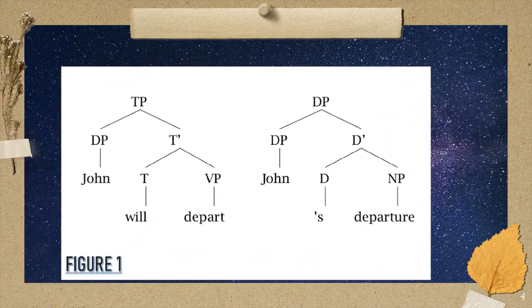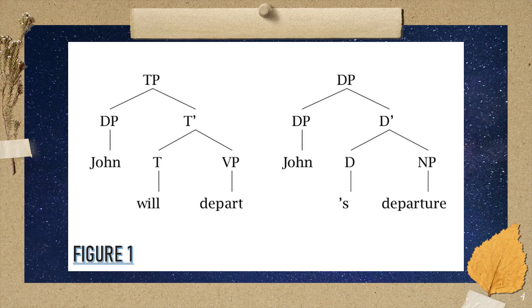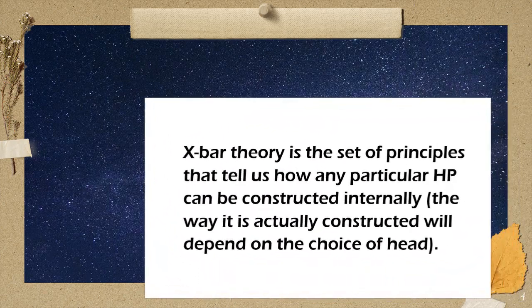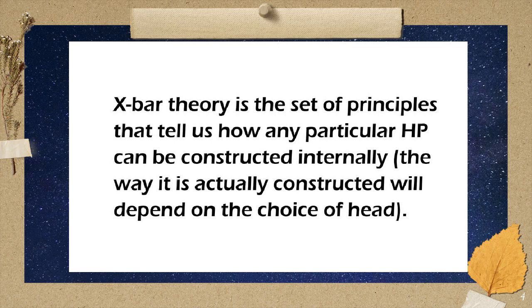If we look at the internal organization of the constituents, we see a lot of similarity. For example, looking at the illustration. A certain cross-categorical uniformity takes place wherein the internal organization of phrases is always the same regardless of the choice of head. This discovery is a generalization over a great number of different chunks of constituent structure and is described as X-bar theory. The theory is the set of principles that tell us how any particular HP can be constructed internally. It is a widely known theory of syntax.